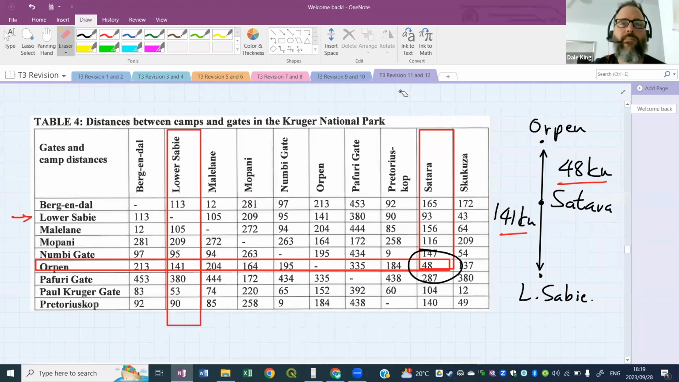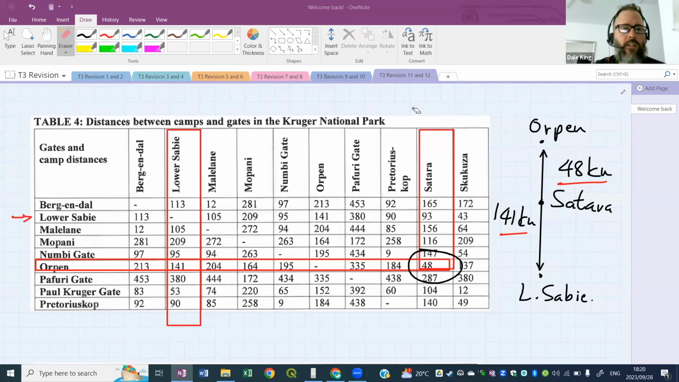A hand went up, then a hand went down. Yeah, they're asking about show by calculation in this table that this distance, 141, that distance from Orpin to Lower Sabi, that 141 there, definitely goes through Satara. They're saying confirm that it must go through Satara.